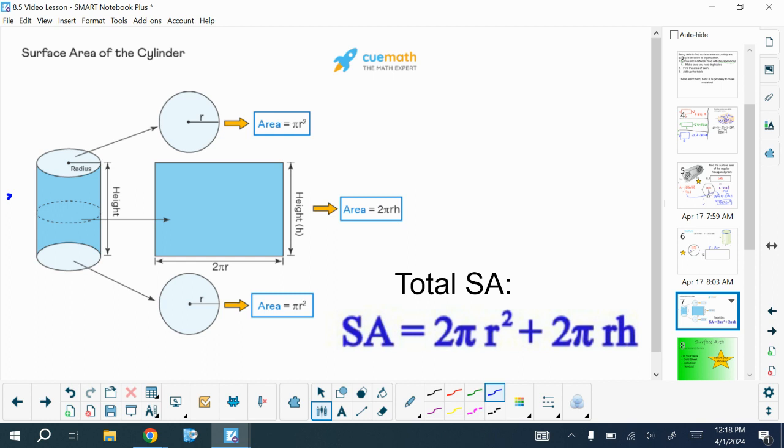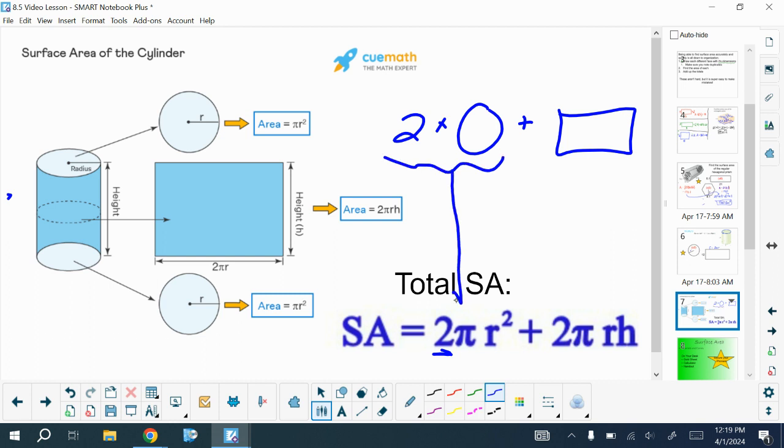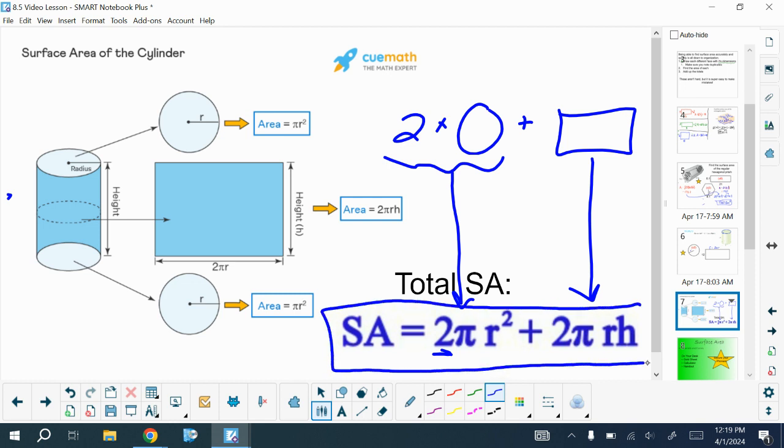If I put all that together, there are 2 pi r squared, so 2 circles, plus a rectangle. The 2 circles give me this 2 pi r squared. The rectangle gives me this 2 pi r h. So somewhere in your notes, you should definitely have that formula written down. And I like to make a note that this 2 pi r squared is because there are 2 circles, and this 2 pi r h is the rectangle.